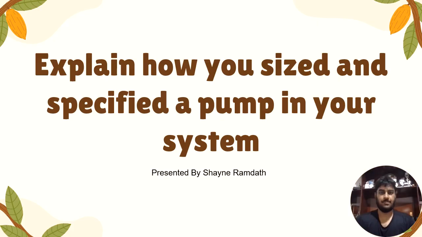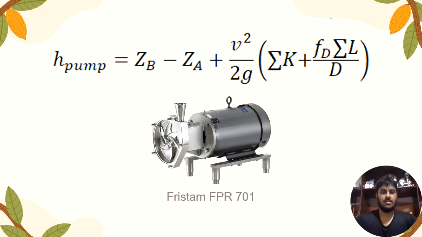Finally, question 4. How we sized and determined the factory's pumps. The pump selected for the factory is the Fristam FPR 701. The flow rate was chosen to be 10 GPM. Using Bernoulli's equations, as seen on the slide, the required pump head for each transfer line was calculated, and all processes were found to need between 1.1 meters and 1.89 meters of head.